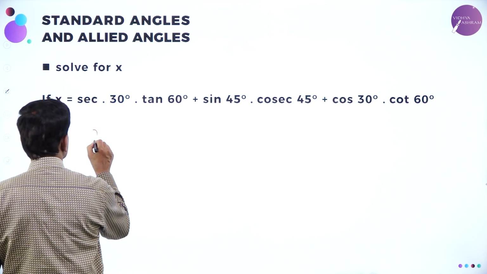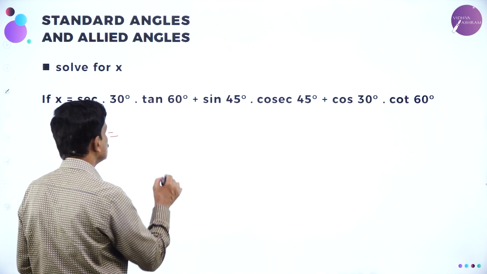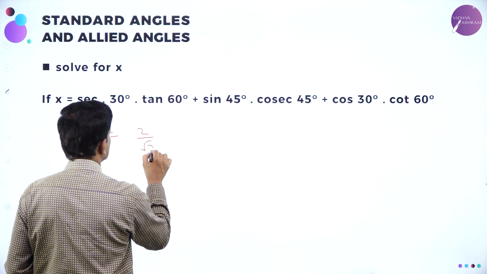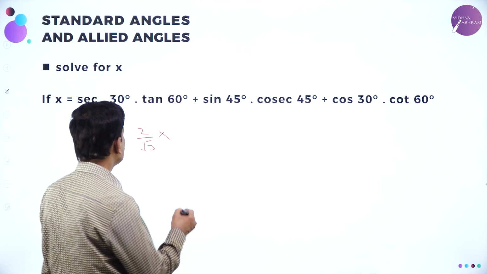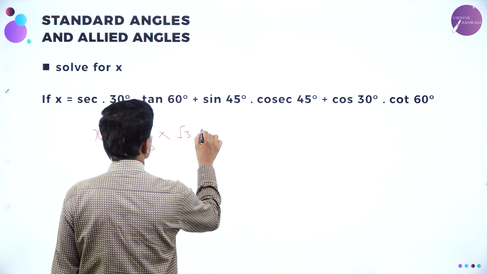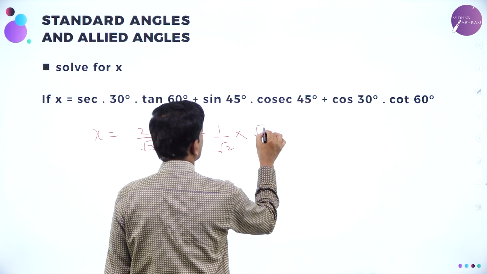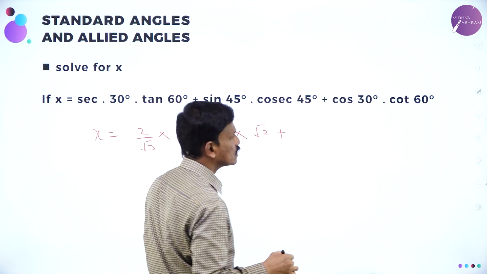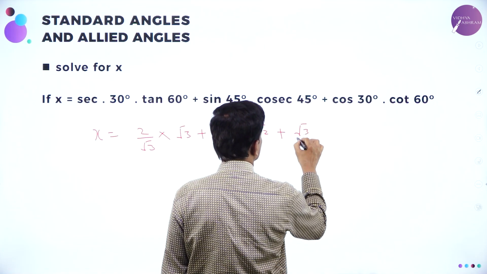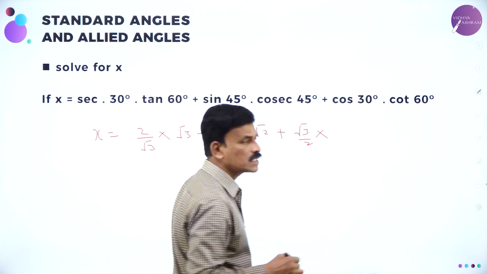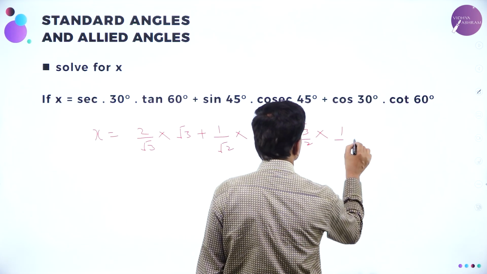Now, here x is equal to secant 30. What is secant 30? Secant 30 is nothing but 2 by root 3 into tan 60. What is tan 60? So, tan 60 is equal to root 3 plus sin 45 is 1 by root 2 into cosecant 45 is root 2 plus cos 30. So, what is cos 30? Cos 30 is root 3 by 2 into cot 60. What is cot 60? Cot 60 is equal to 1 by root 3.